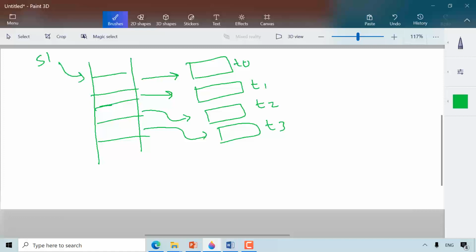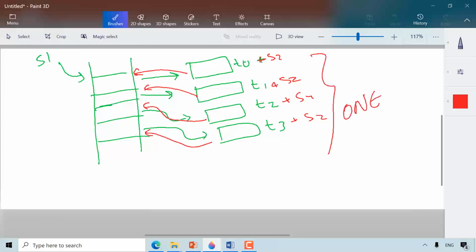It will execute 4 loops in one iteration. So we will copy 4 words into these registers, add to them whatever we are adding, which is S2, and then return them back to the memory. We will do this in one loop iteration.